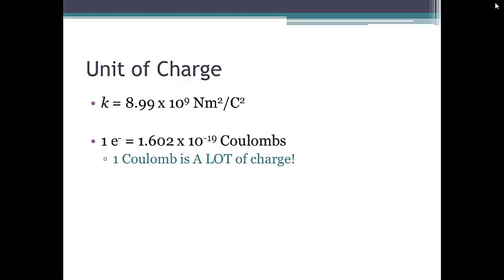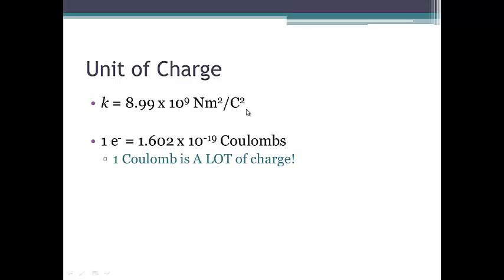Okay, as mentioned in the video, Coulomb's law includes a constant value. In the video, he gave that constant value as 9 times 10 to the 9th, and that was just an approximation. For our purposes, we're going to assume k has a value of 8.99 times 10 to the 9th newton meter squared per coulomb squared.